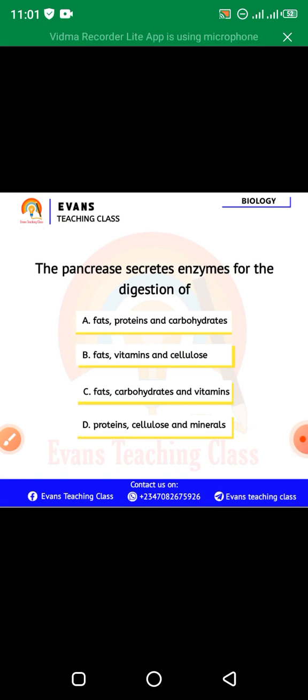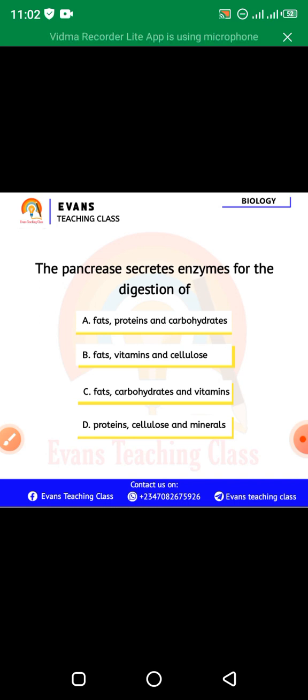Now, the pancreas secretes enzymes for the digestion of dash. A, fats, proteins, and carbohydrates. B, fats, vitamins, and cellulose. C, fat, carbohydrates, and vitamins. D, protein, cellulose, and vitamins. So now, the pancreas secretes three enzymes: pancreatic lipase, amylase, and trypsin. The function of pancreatic lipase is that it acts upon fats.